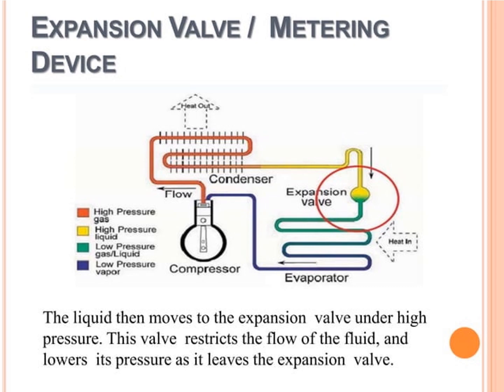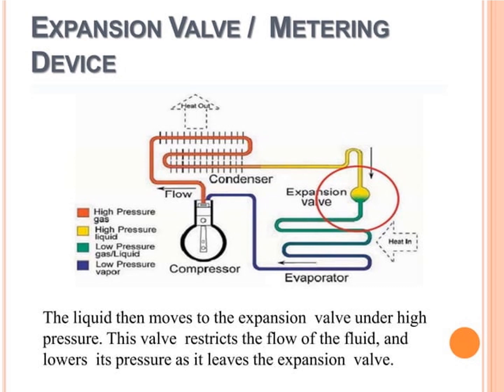So in the expansion valve, or we are used to say as a metering device. So this valve, that is in green with yellow color, that is the expansion valve. So this liquid then moves to the expansion valve under high pressure, and this valve restricts the flow of fluid and lowers its pressure, and it leaves the expansion valve.